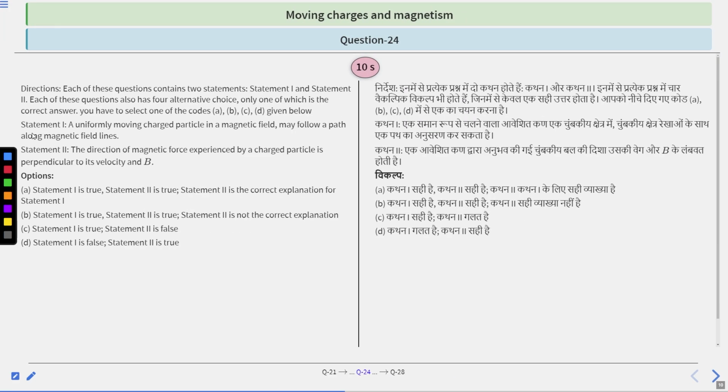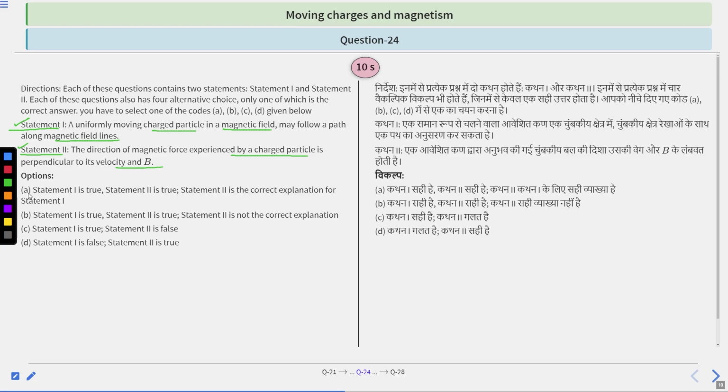This is the same type of question. Statement first. A uniformly moving charged particle in a magnetic field may follow a path along the magnetic field lines. And statement second. The direction of the magnetic force experienced by a charged particle is perpendicular to its velocity and B. Clear? So two statements are given, statement first and statement second.